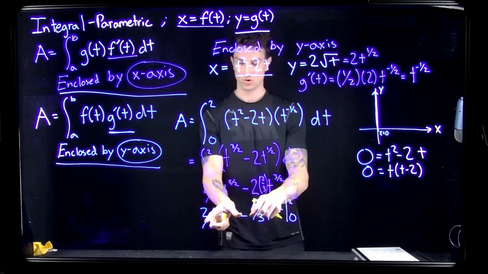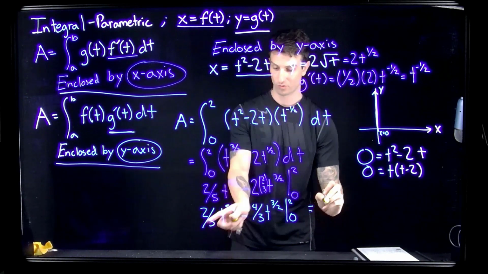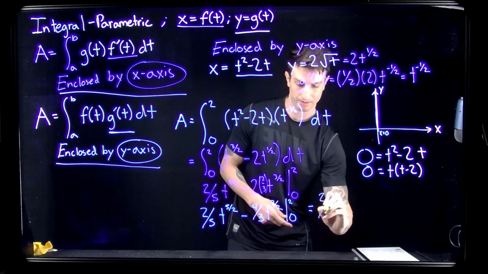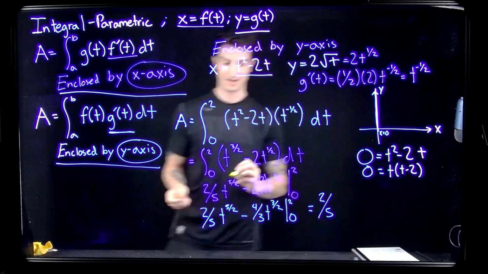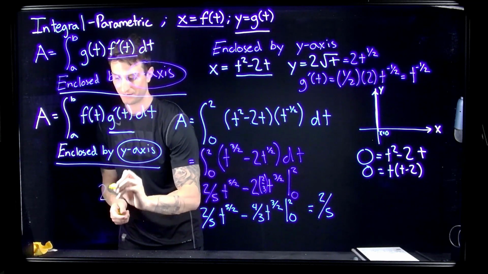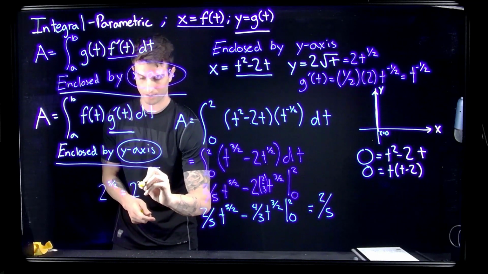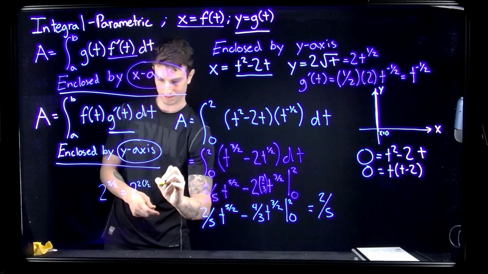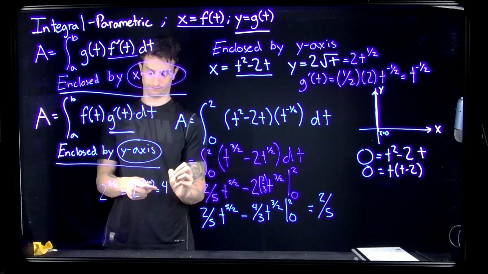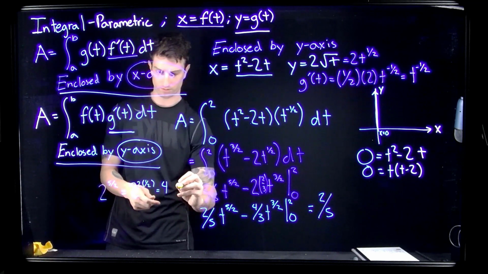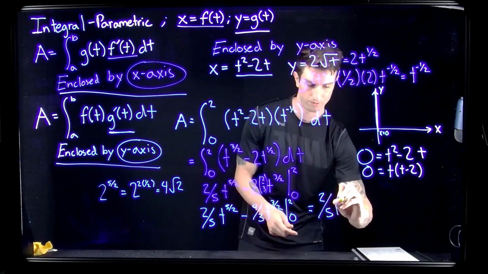If I plug in 2, what is 2 to the 5 over 2? We don't have to worry about the 0. 0 will be 0. So we have 2/5 times, well, this is going to be what? 4 root 2. If you're wondering how I did that, this is 2 to the 5 over 2, which is equal to 2 squared times 2 to the 1/2. So 4 root 2. I don't know if that's the correct notation, but it does evaluate correctly. 4 root 2.